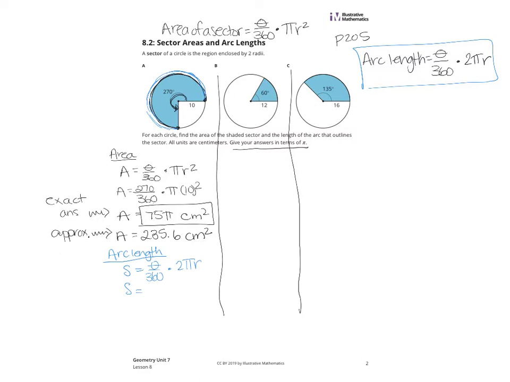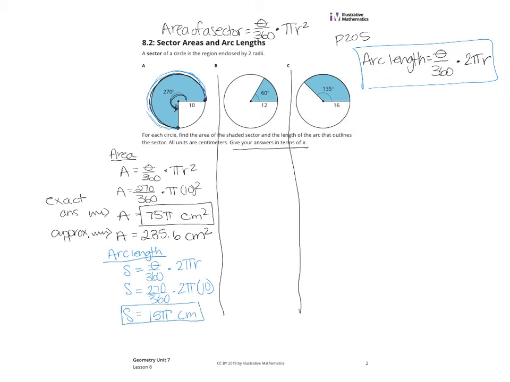270 divided by 360 would be 3/4. So 270 divided by 360 times 2 times pi times my radius, which is 10. Again, this is all math at this point. It's 270 times 2 times 10 divided by 360. And when I put those numbers into my calculator, I get 15. So 15 pi centimeters is my arc length.